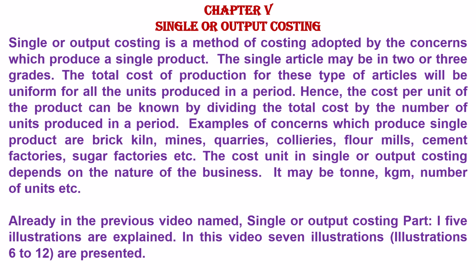Examples of concerns which produce a single product are brick kilns, mines, quarries, collieries, flour mills, cement factories, sugar factories, etc. The cost unit in single or output costing depends on the nature of the business. It may be ton, kgm, number of units, etc. Already in the previous video, Single or Output Costing Part 1, 5 illustrations were explained. In this video, 7 illustrations, 6 to 12, are presented.